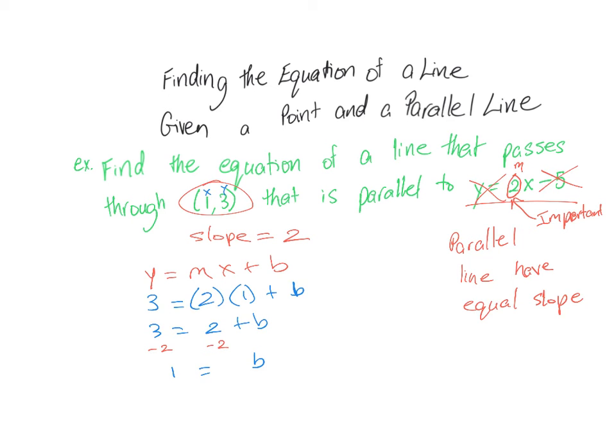So now that we have our y-intercept for our new line, and we have our slope, which is the same in both cases, we can go ahead and put our slope in and our y-intercept in, and we get that y is equal to 2x plus 1. And that's the equation of our new line.